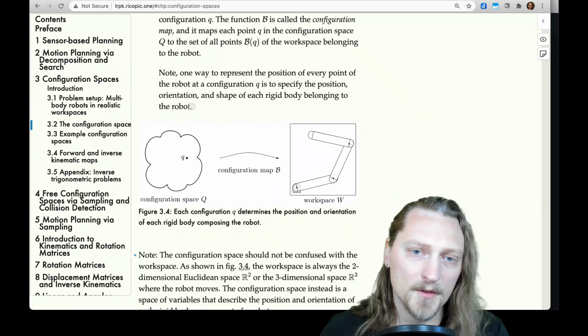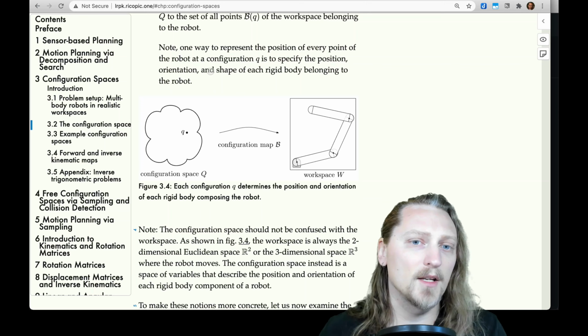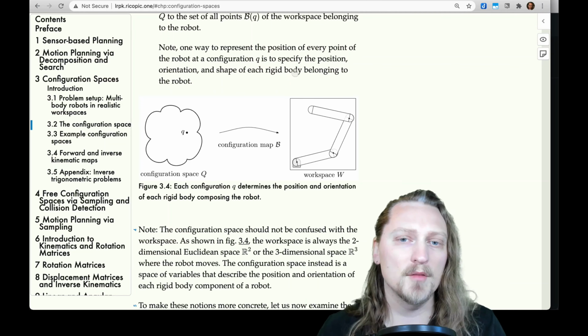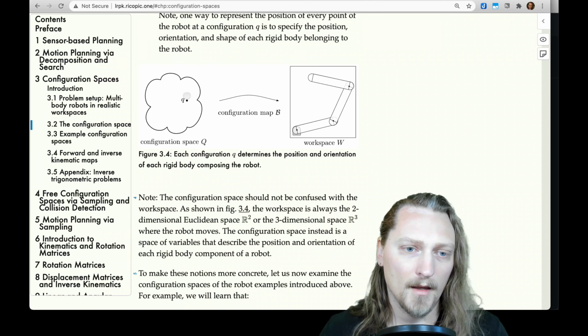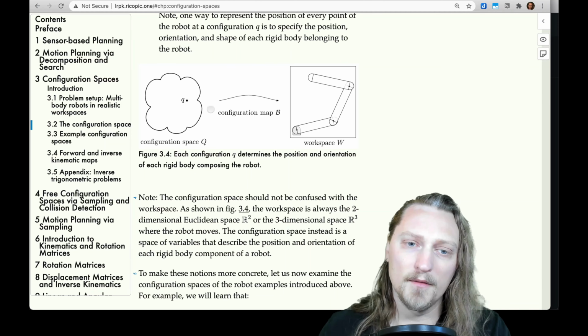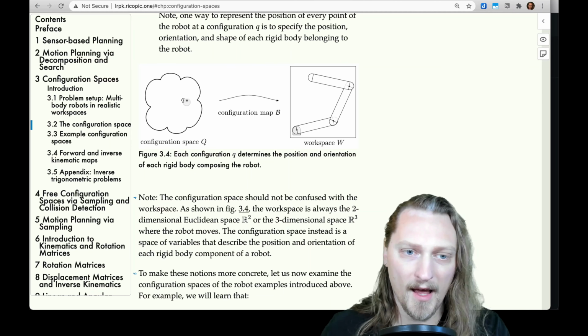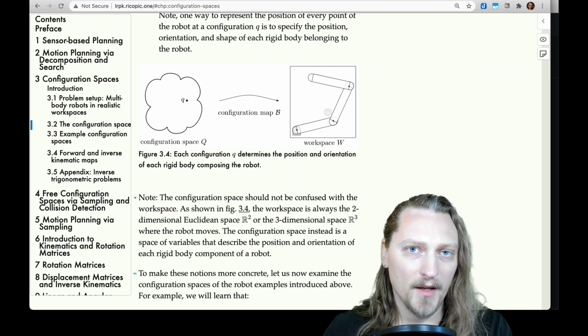Note, one way to represent the position of every point of the robot at a configuration q is to specify the position, orientation, and shape of each rigid body belonging to the robot. Okay, so we have a configuration space, big Q. We have a specific configuration, little q, in there. The configuration map is what maps that little q from big Q to the workspace, okay?